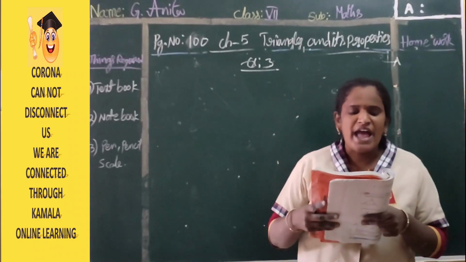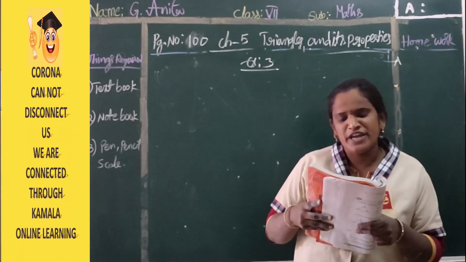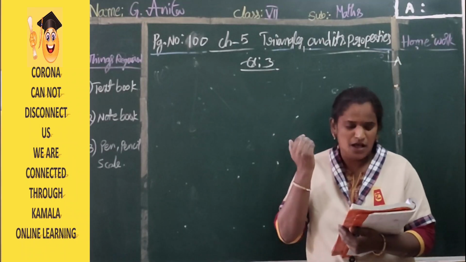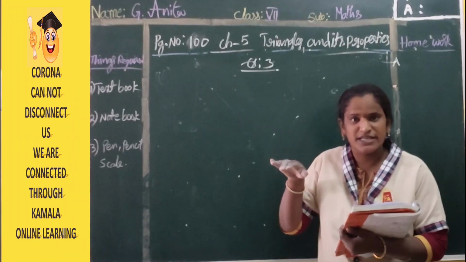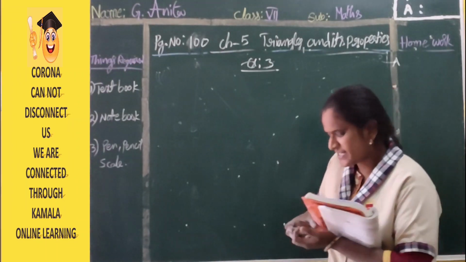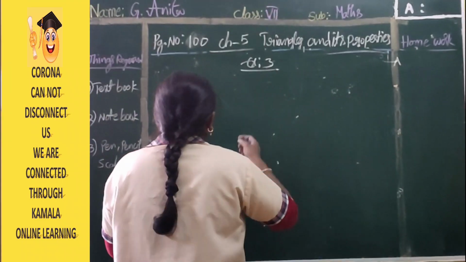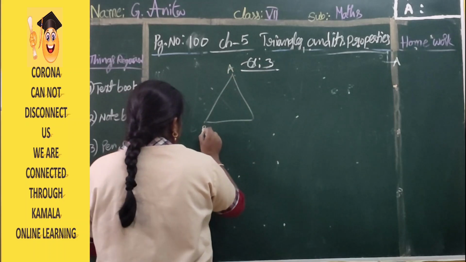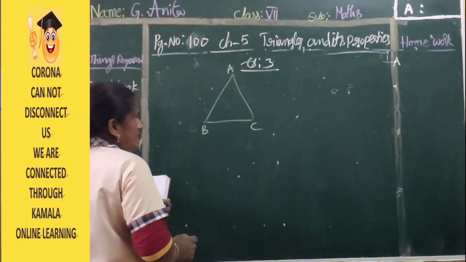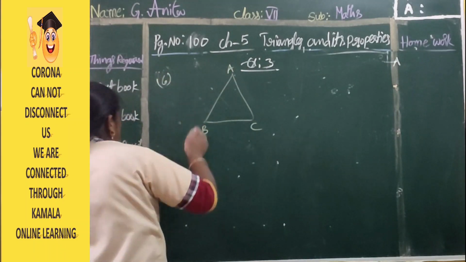In the sixth problem, the angles of a triangle are in the ratio. They are not given any angles here. They are given in the ratio. The angles' ratio is given here. So, for example, in triangle ABC. Okay, clear? So, sixth problem.